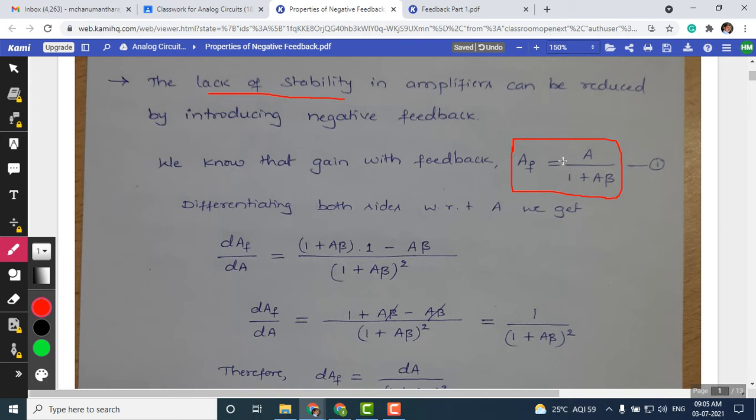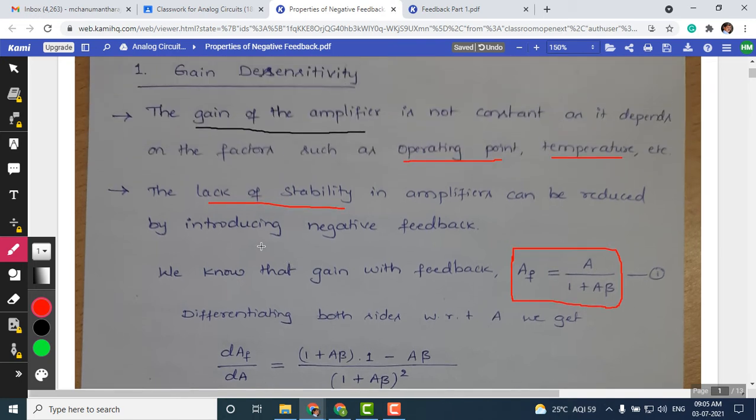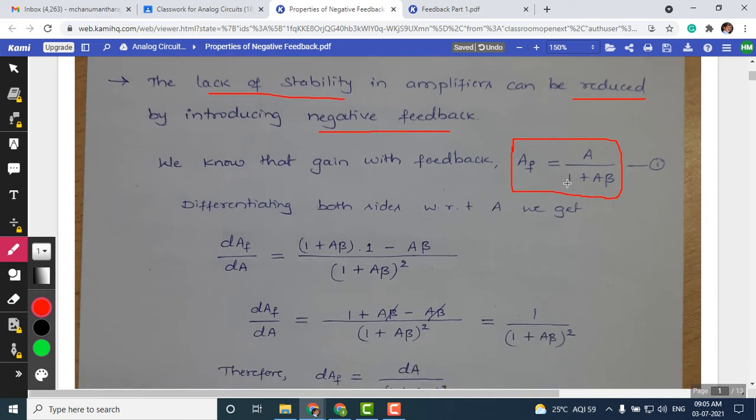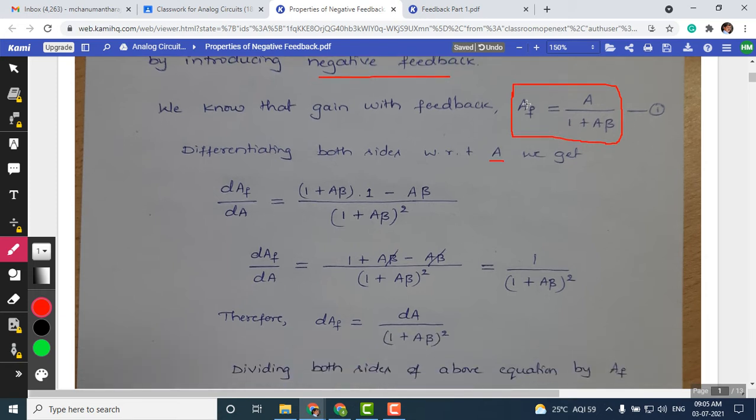So let us use this equation and show how this negative feedback reduces the sensitivity and increases desensitivity. We will prove it here. Now using this equation, we are going to differentiate this with respect to the basic amplifier gain A. I hope you all know how to differentiate this equation, which just looks like x divided by 1 plus x into some constant. So you all know how to differentiate these kinds of equations. We will do the differentiation for this equation and see the results.